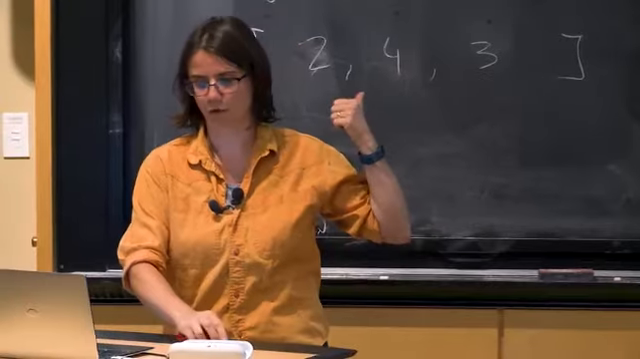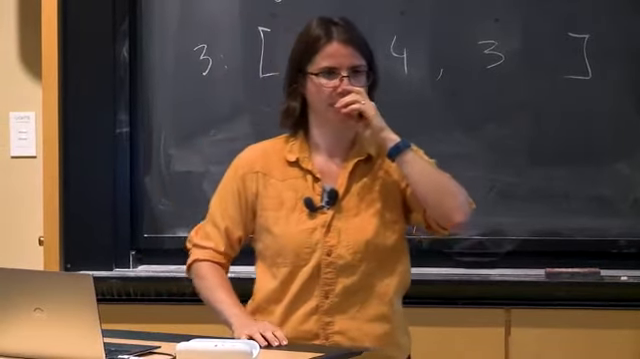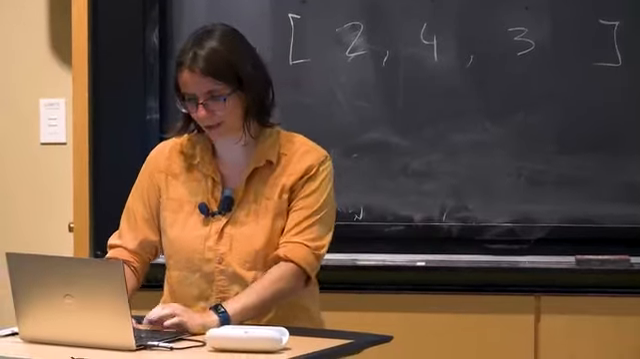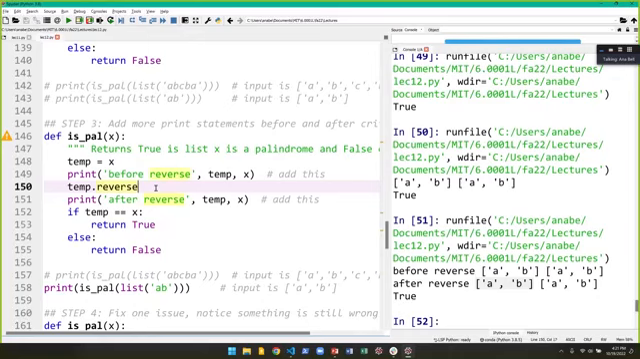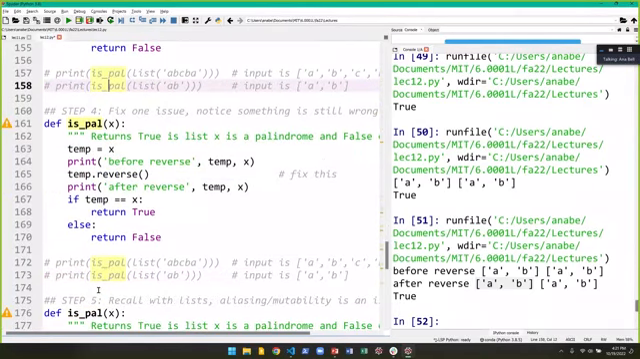So what do you think the fix should be to the reverse? Yeah? Yeah, exactly. We need to add parentheses. This is a function. We need to call it like a function, right? So let's do that fix. We've done it here. So here I've added the parentheses to the reverse.